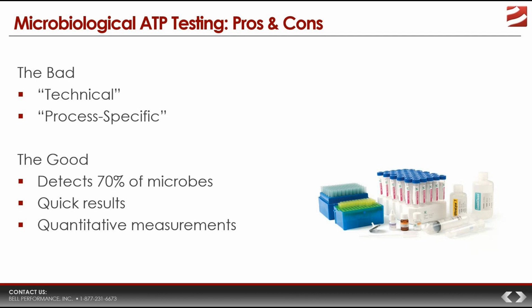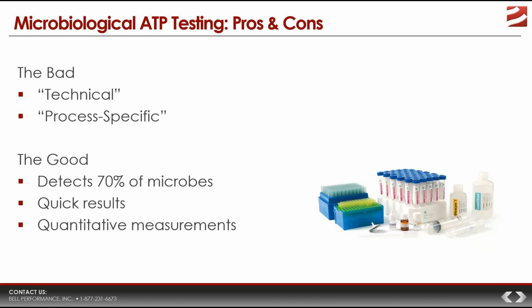Specificity, number 2. ATP testing, fuel pulse ATP testing does not give you just a range, a low, medium, high, or a yes/no reading. Fuel pulse ATP testing is designed to give you a specific measurement of the number of microbes in your sample, which has obvious advantages that cannot be overstated. It's a huge advantage. And then the third one, speed.